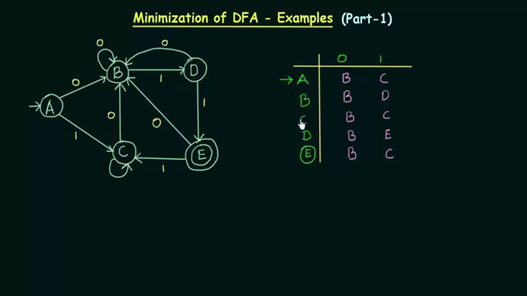We have 5 states A, B, C, D and E, and A is the starting state, or the initial state, and E is the final state. And on getting inputs 0 and 1, these are where these states go to. Now we have to perform the minimization of this DFA. In order to do that, we have to start with the 0 equivalence, then we'll go to 1 equivalence, 2 equivalence and so on. So the first step is to write down the 0 equivalence.